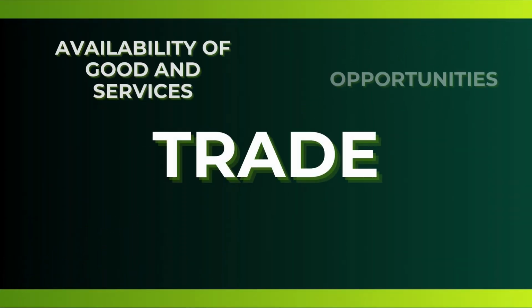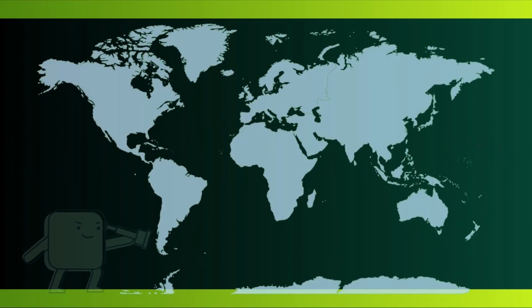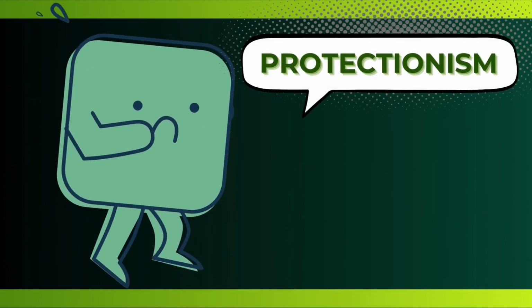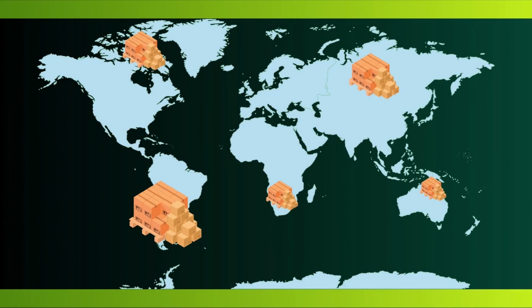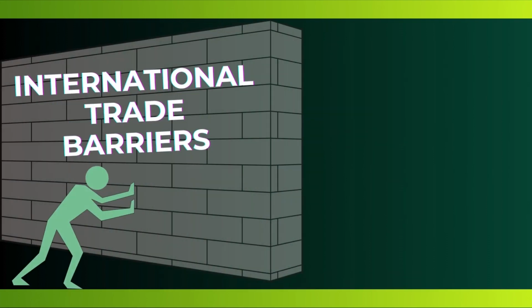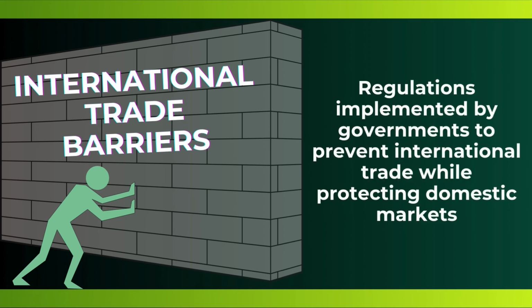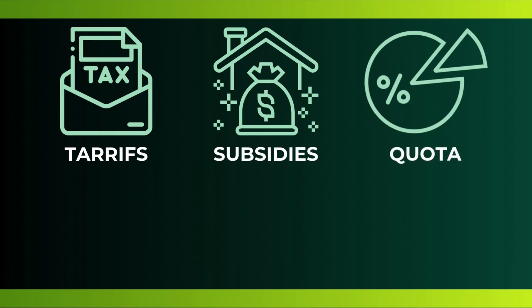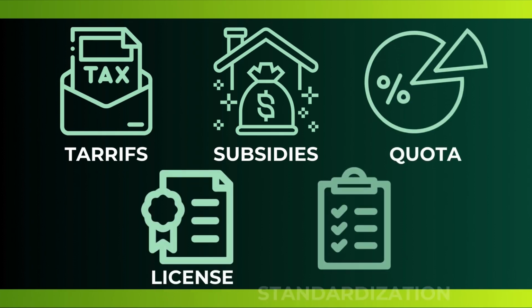While trade offers many benefits, not everyone sees open trade as the best option for their economy. This is where protectionism comes in. But why would a country want to limit trade with others? International trade barriers are regulations implemented by governments to prevent international trade while protecting domestic markets. This includes subsidies, tariffs, quotas, import and export licenses, and standardization.